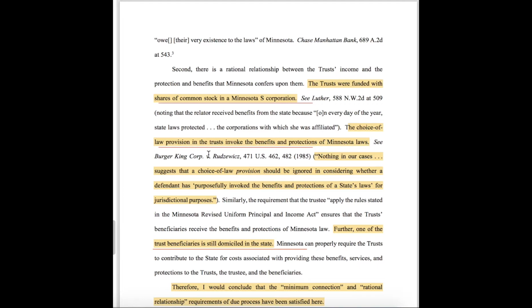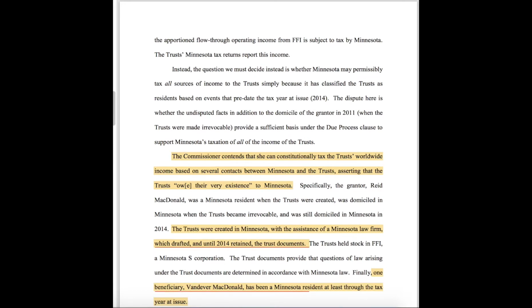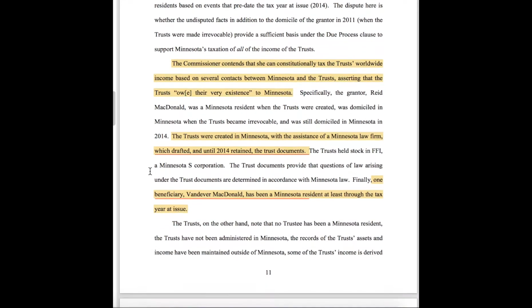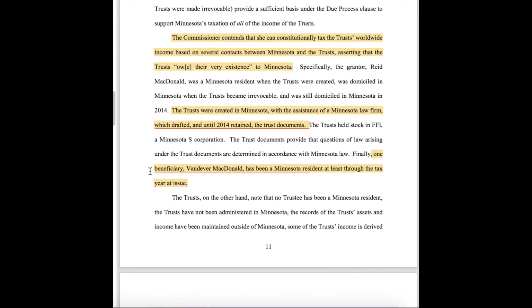Now her basis for claiming jurisdiction was that the stock was from a Minnesota corporation, which is a creature of Minnesota state. That is the connection that she claimed. Now we go here. And we see more confirmation of what her claims were, the reasoning that she should have jurisdiction to tax the trust.